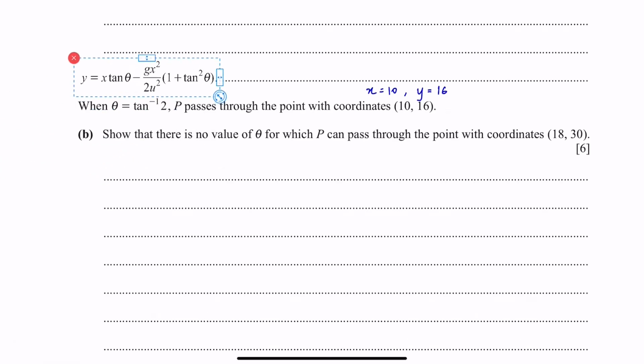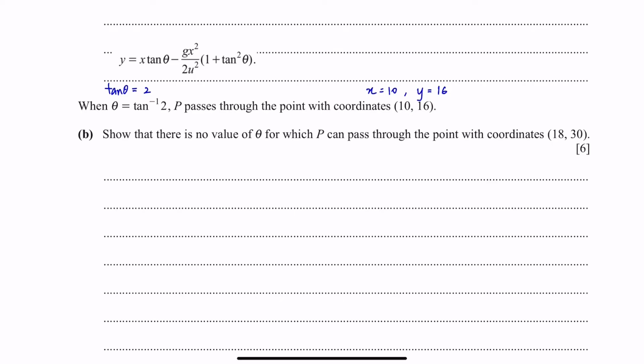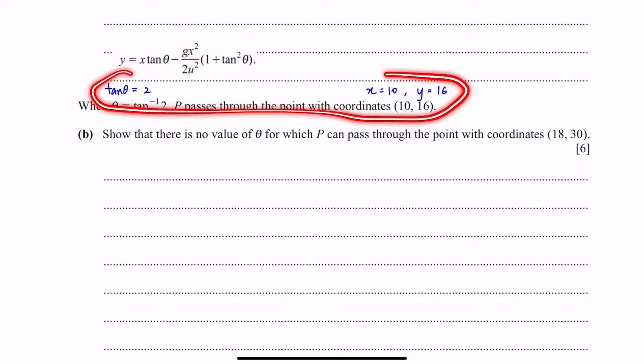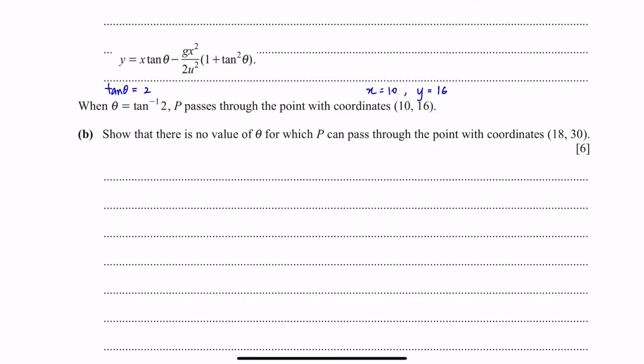I'll paste it over here. So now we can see that there is a constant g over 2u squared, right? And we need to find this constant using this information given. So we can sub all of this in. So y is 16. So 16 equals 10 times 2 minus g times 10 squared over 2u squared times 1 plus 2 squared.